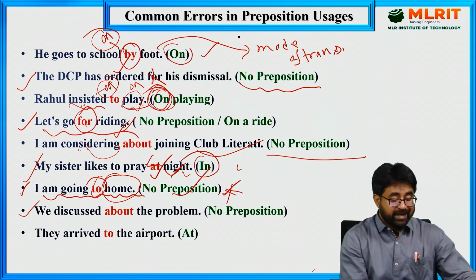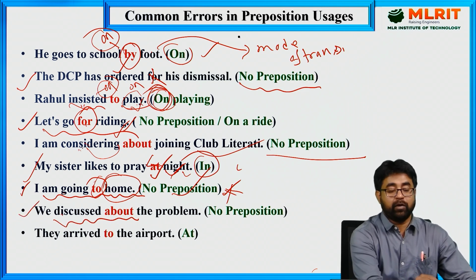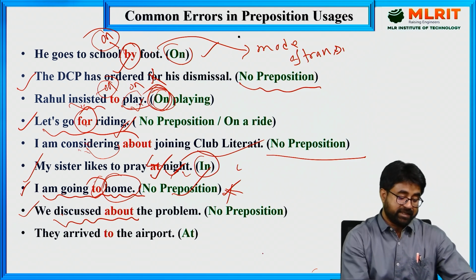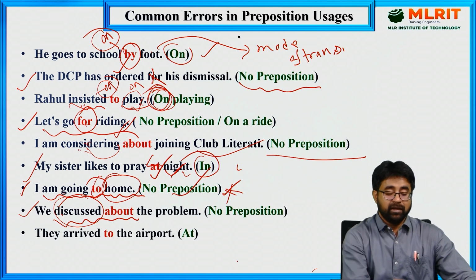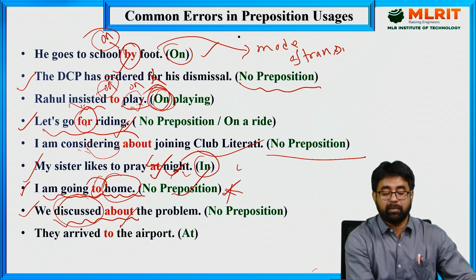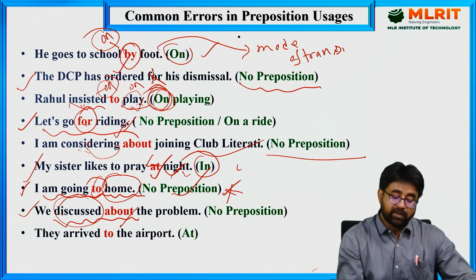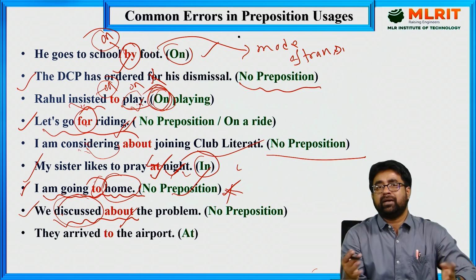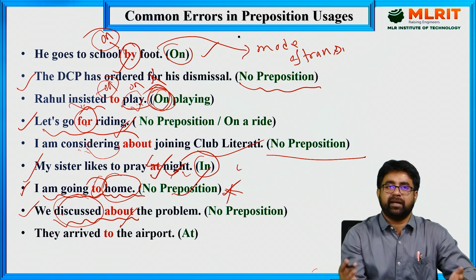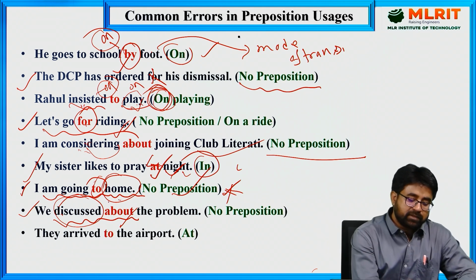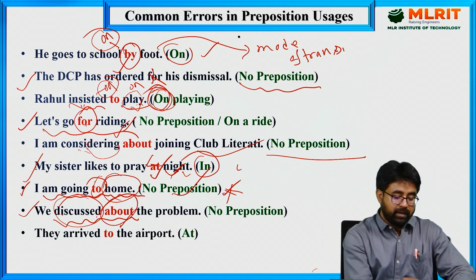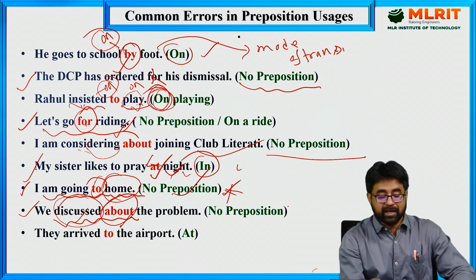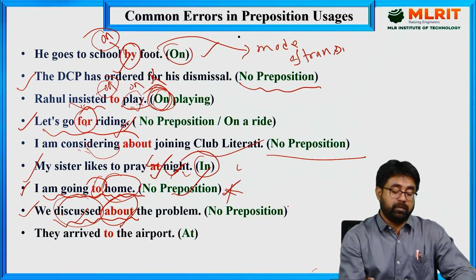Then we discussed about. You see, same logic as considering about. We cannot use any preposition with the word considering. Similarly, when we are talking about discuss, we are not supposed to use the preposition about. What we need to understand here is that the word discuss itself contains about. What is the meaning of discussion? To talk about something, right? So the sense of the word about is already incorporated in the word discuss. That's why you are not supposed to use any preposition. So what would be the correct sentence? We discuss the problem, right?